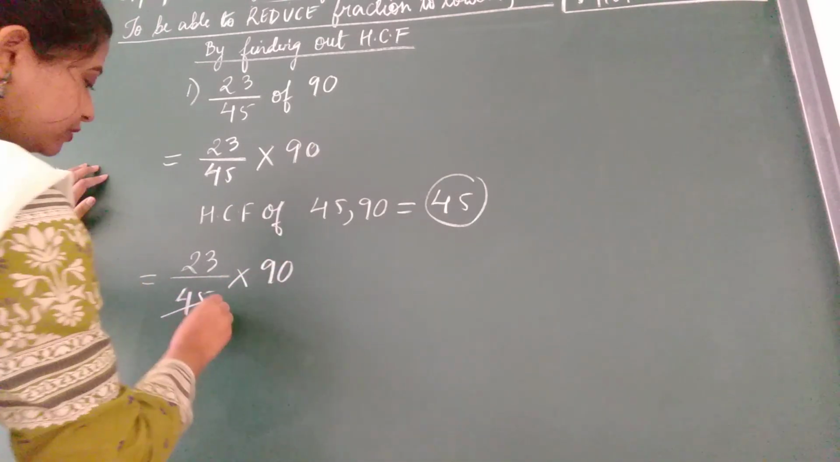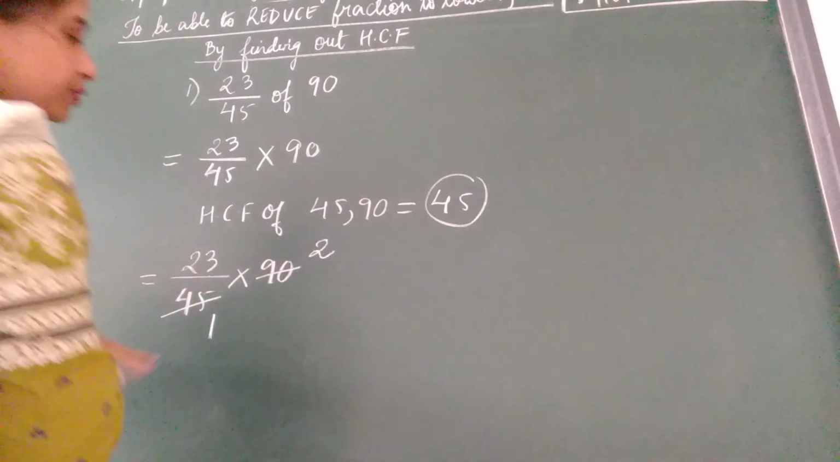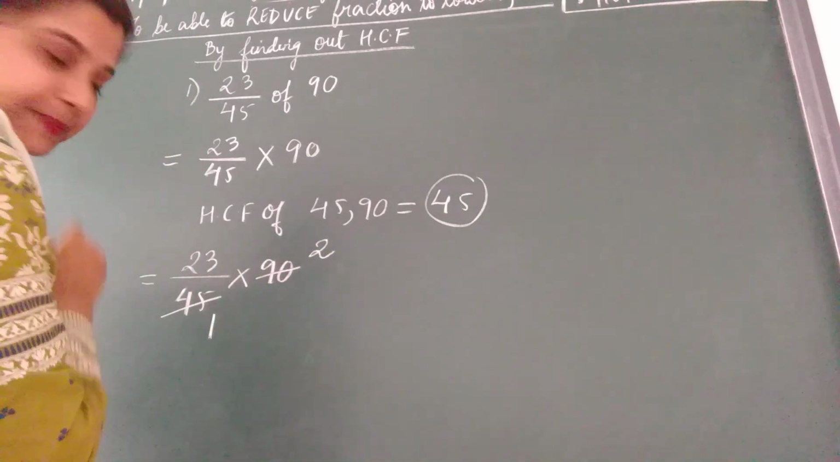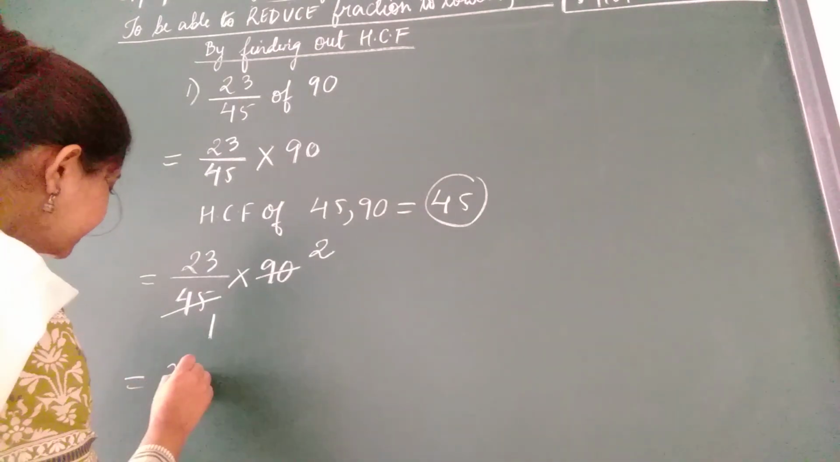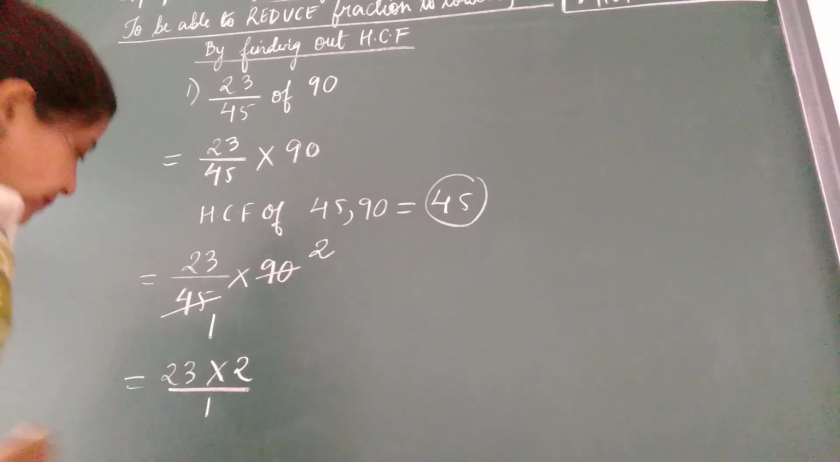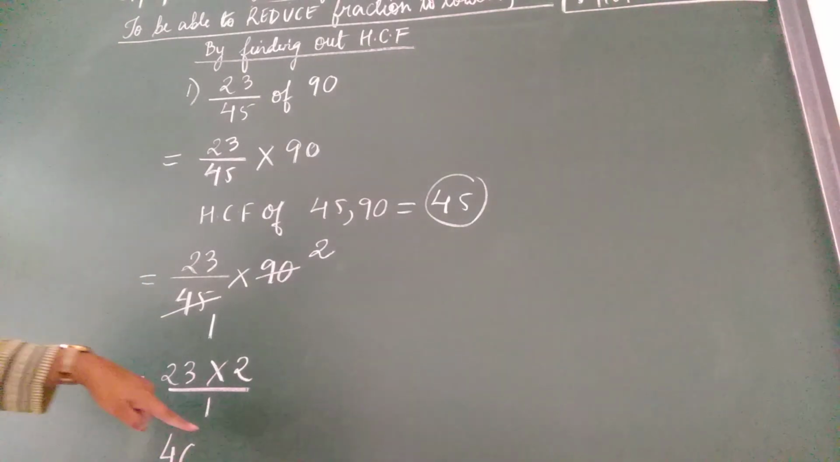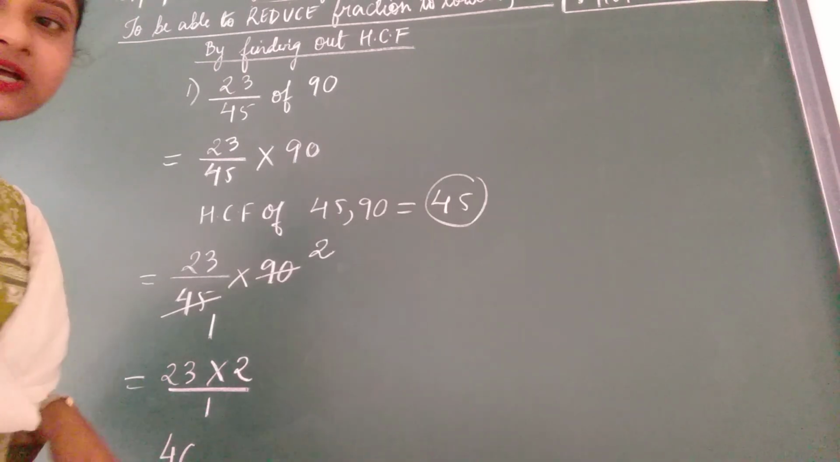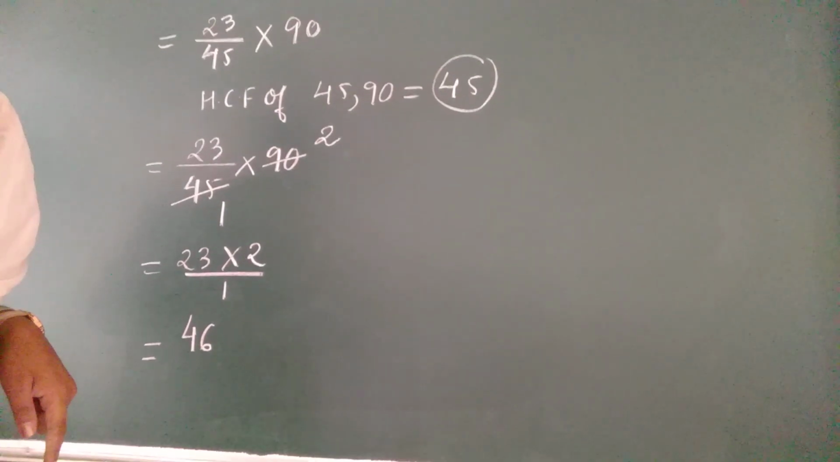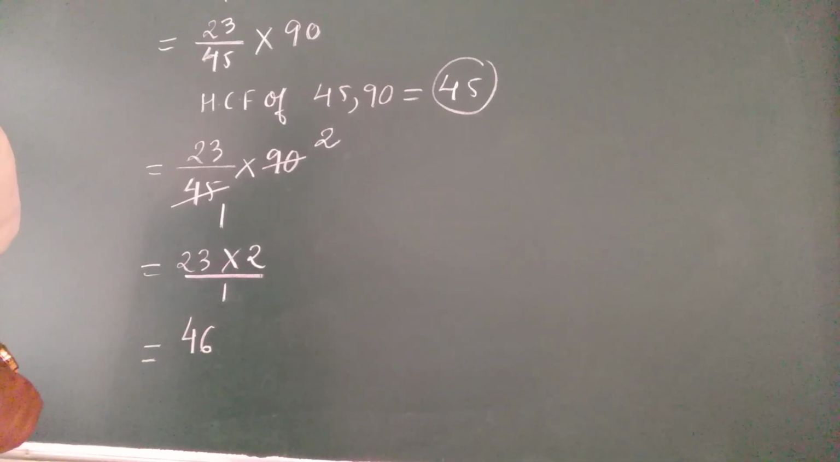So cancel out. 45 ones are 45. 45 twos are 90. This means we can multiply 23 into 2. There is 1 in the denominator. 23 into 2 will be 46. If the denominator is 1, we don't have to write anything. You can simply write the numerator 46 and there is the answer.